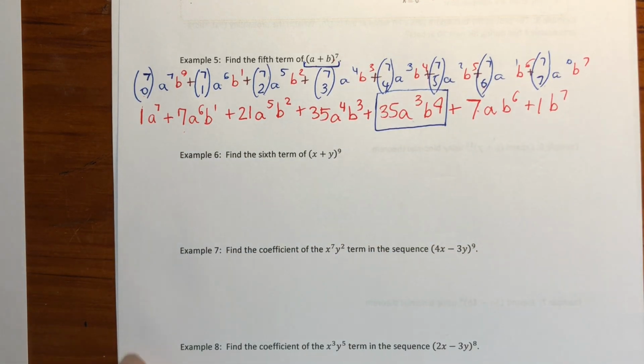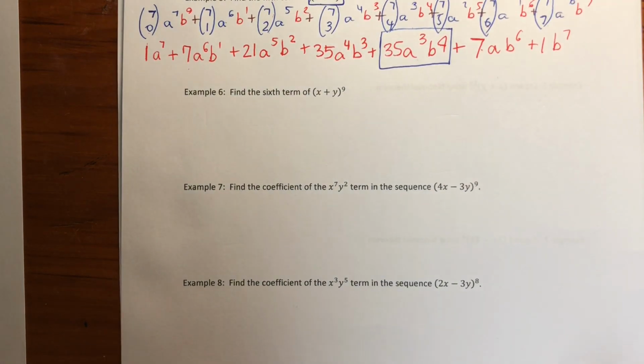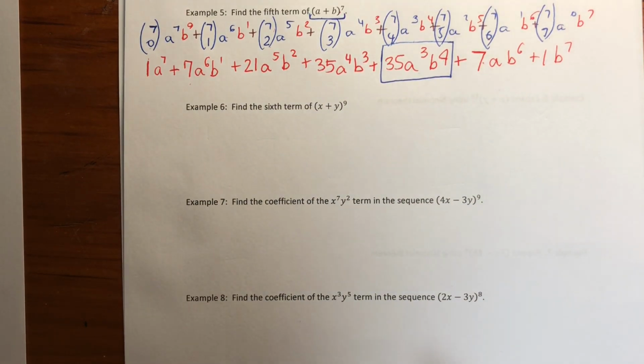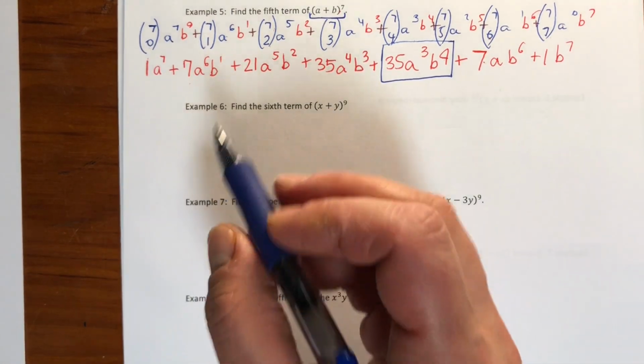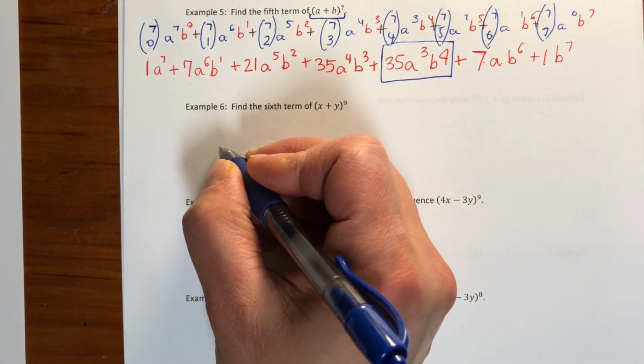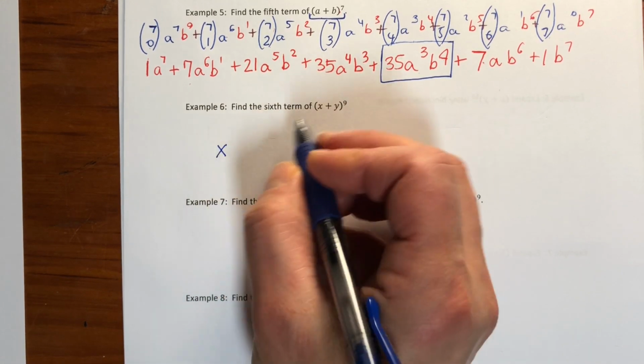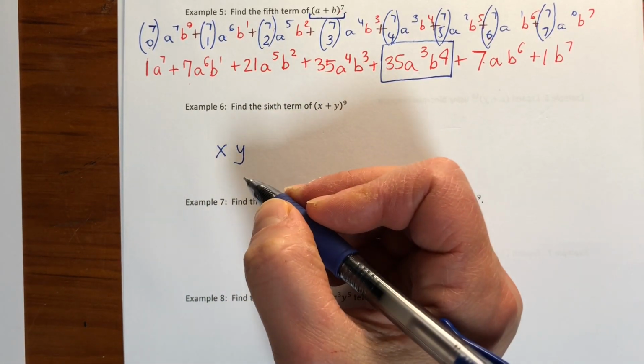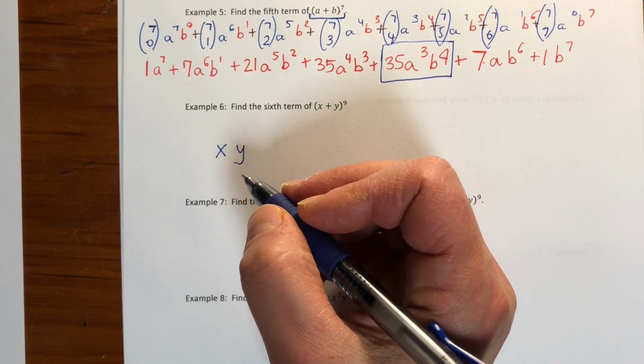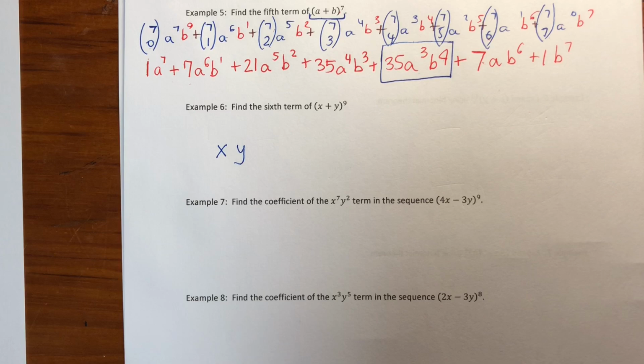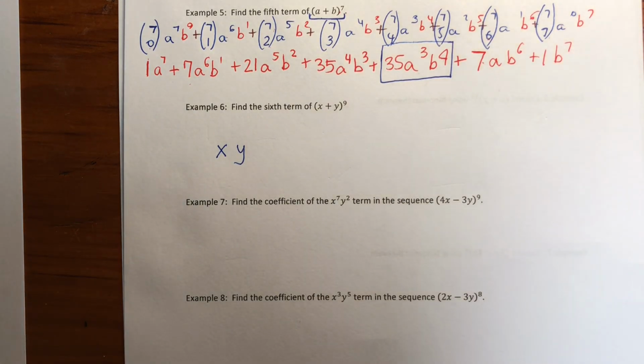All right, now for example number 6, we are only going to find the 6th term. So we are not going to do the whole thing. We are just going to think about the 6th term, but we are going to be looking at our top example, and we are going to use it as a guide. So because this is the 6th term, my x is going to be to what power, and my y is going to be to what power? Again, let's think about this for a second. You think about this for a second. What are we going to get for our 6th term?